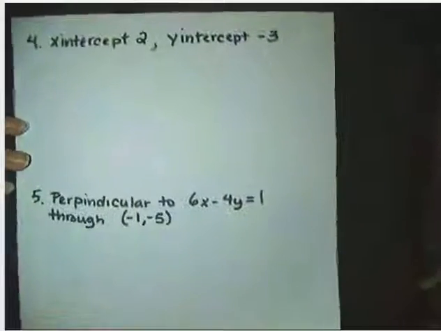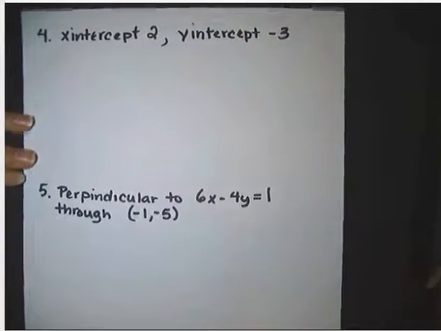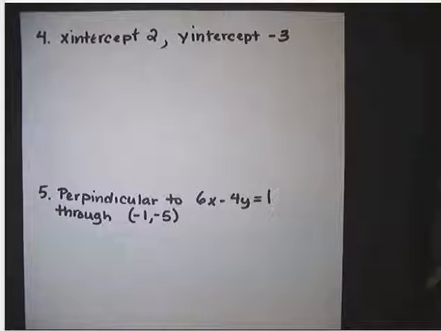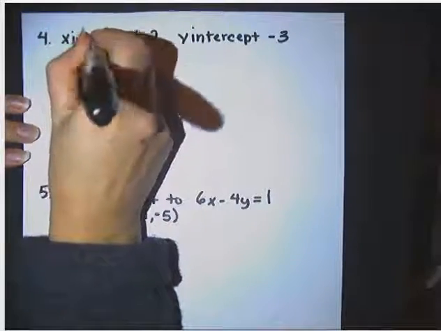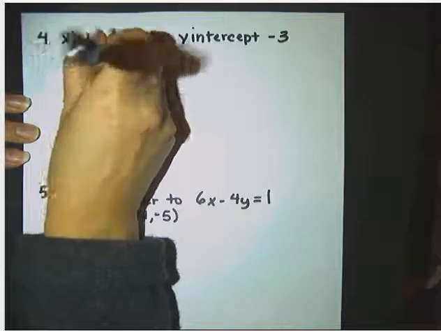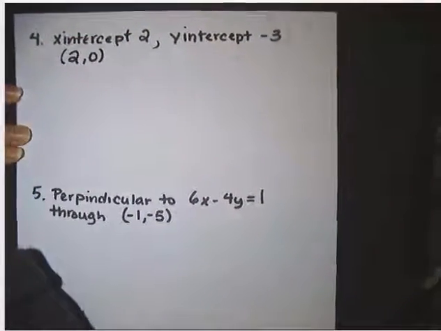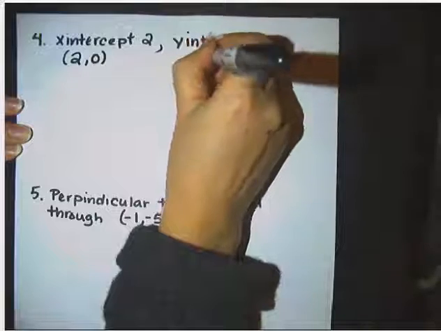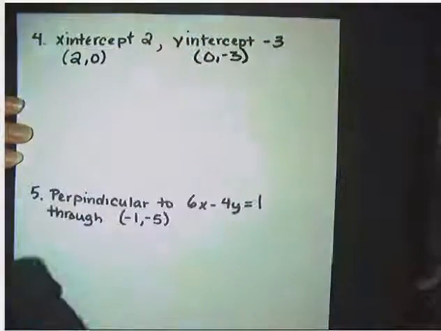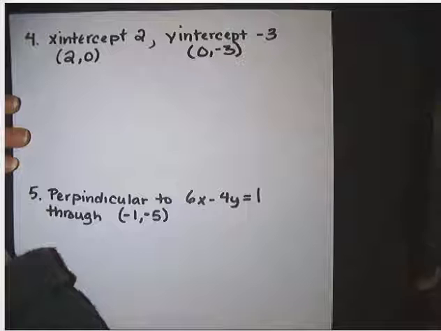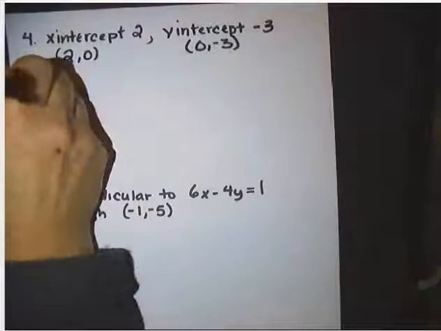Now, what about the situation, a lot of people ask me about this, where you're given an x-intercept and a y-intercept. Remember, these are 2 different points. Don't make this one point. It's not the point 2, -3. The x-intercept is the point 2, 0, because it's where y equals 0. The y-intercept is 0, -3, because it's where x is 0. So again, we can find the slope by using y minus y, y2 minus y1 over x2 minus x1.